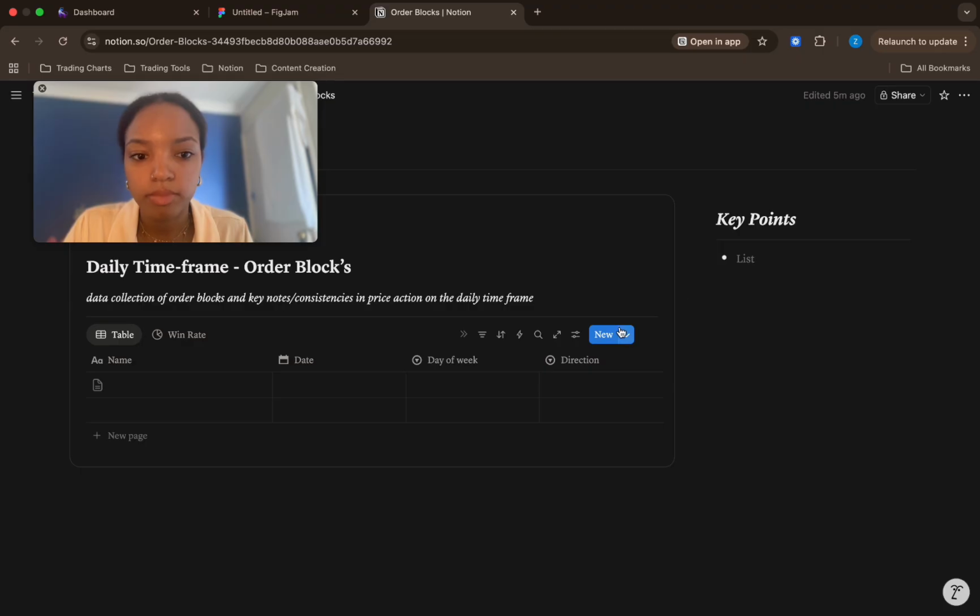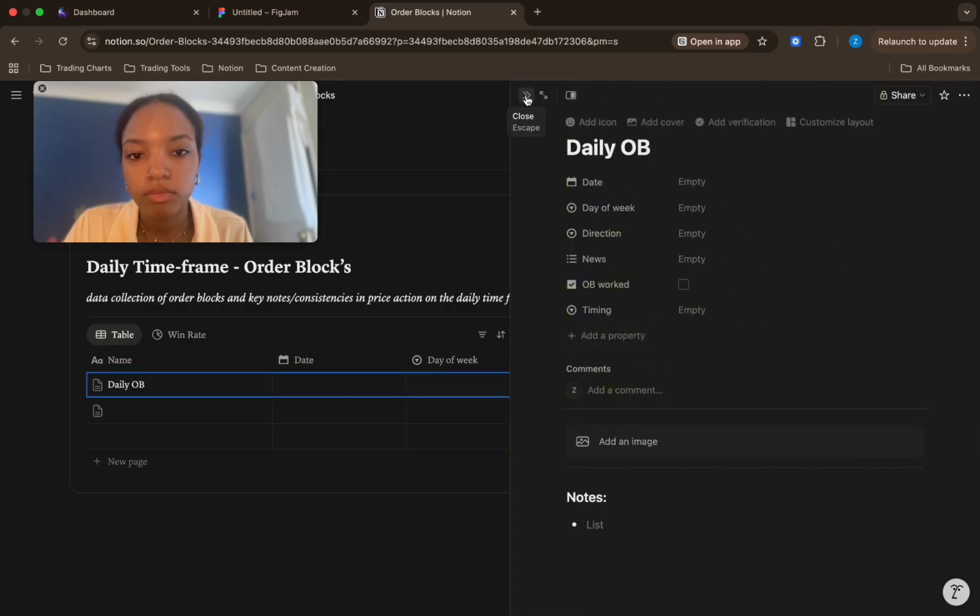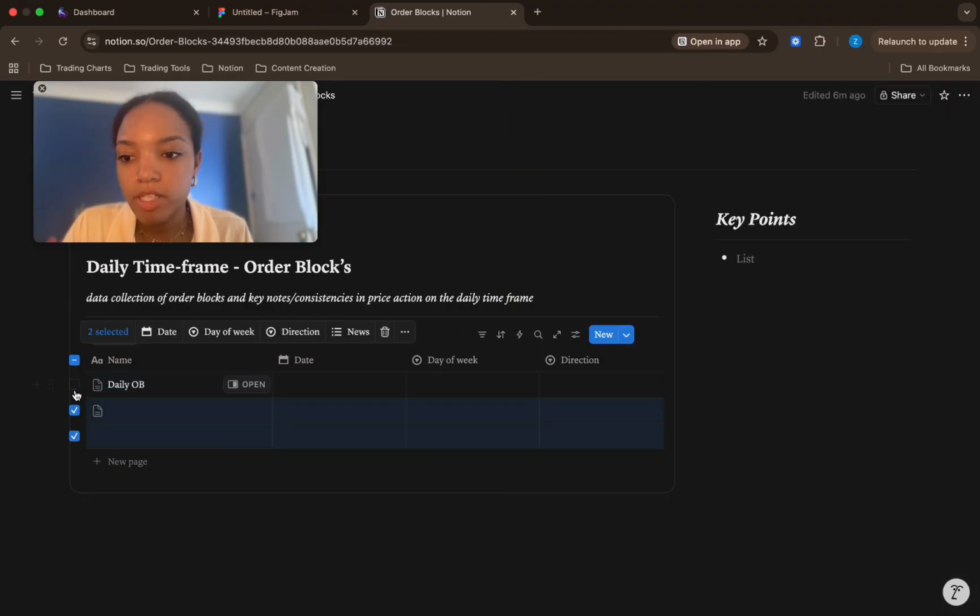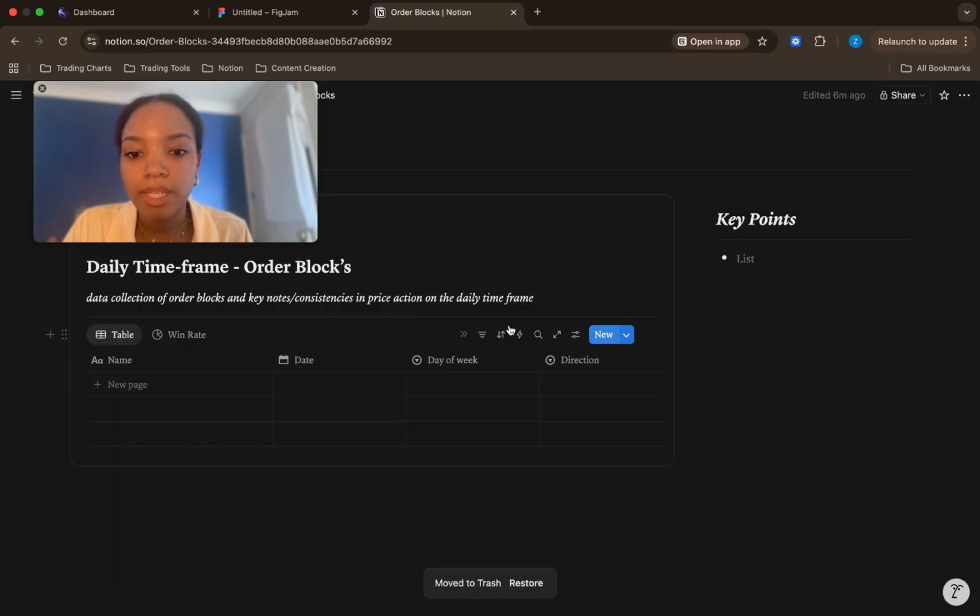Daily order block. There we go. Alright, cool. So that's going to give us that template so we don't have to keep adding things every single time, and that way we've got all the different things that we're measuring as well.